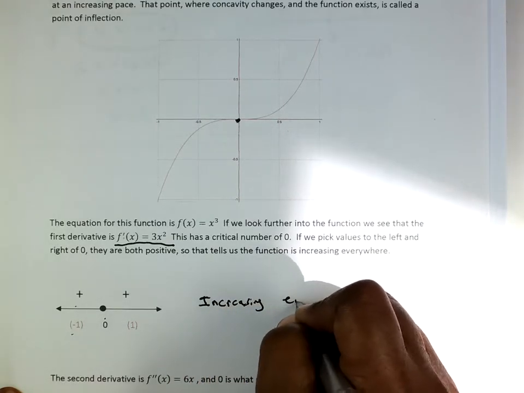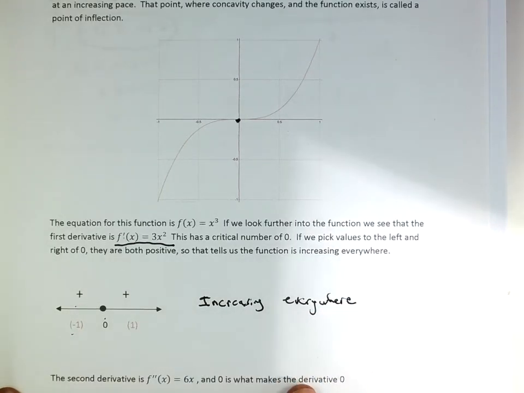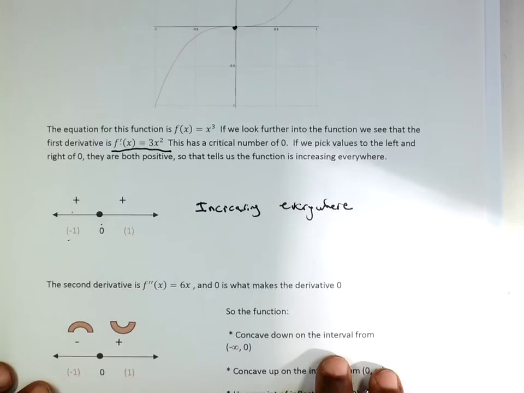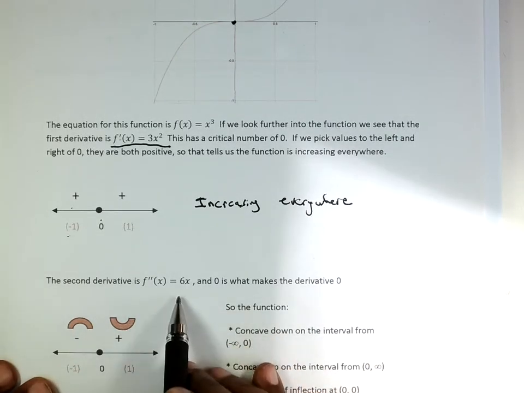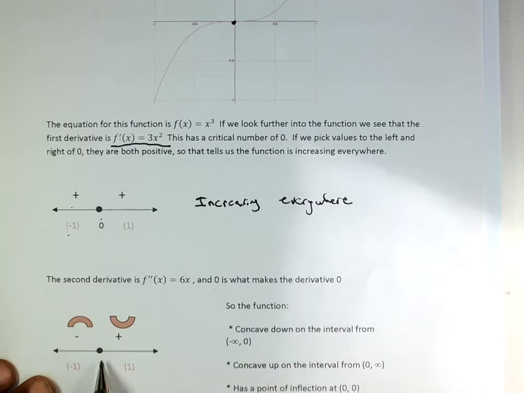Again, this is the first derivative. So positive means increasing for the first derivative. Then the second derivative is 6x. 0 is what makes this derivative 0. So again, I put that on.